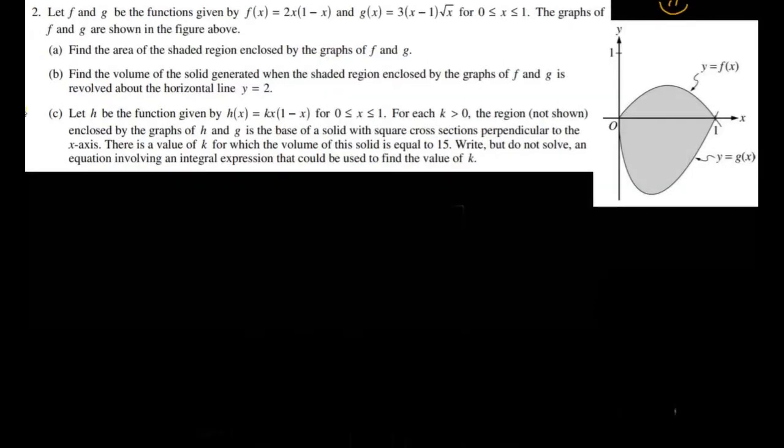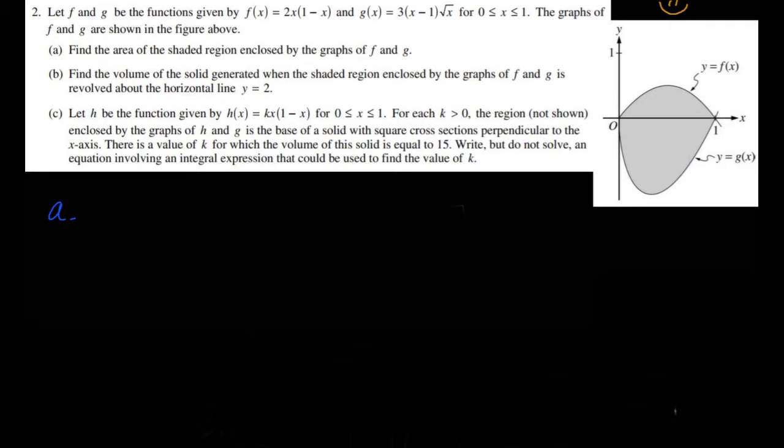Okay, question 2. So we have f and g are functions. f of x is 2x times 1 minus x, and g of x is 3 times x minus 1 times square root of x, for 0 less than or equal to x less than or equal to 1. The graphs of f and g are shown in the figure to your right. Part A, find the area of the shaded region enclosed by the graphs of f and g.